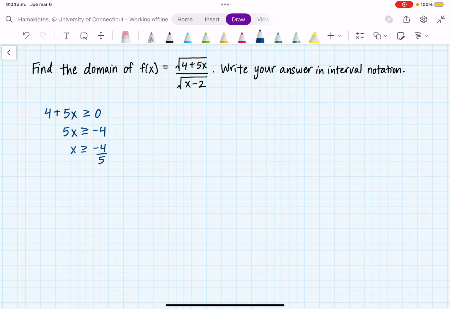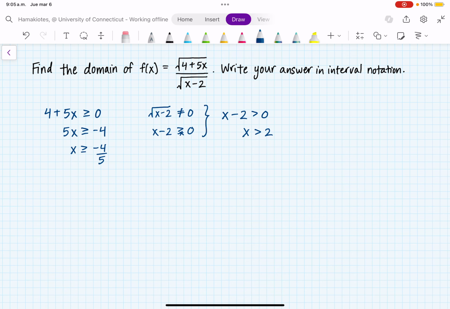Now the next condition I want to check is that the denominator is not 0. So I want that the square root of x minus 2 is not 0. And I also, since we have a square root, want to make sure that x minus 2 is greater than or equal to 0. But since it's in the denominator, we don't want it equal to 0. So what am I basically checking? I'm checking that x minus 2 is strictly greater than 0. So I can add 2 to both sides and get that x is greater than 2.